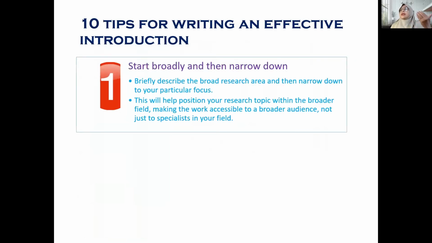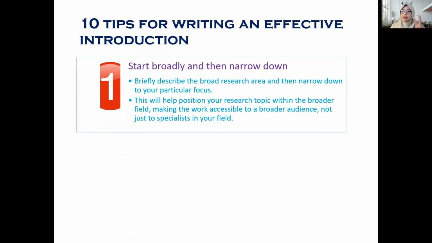Start broadly and then narrow down. So first is start broadly and narrow down. Briefly describe the broad research area and then narrow down to your particular focus. This will help position your research topic within a broader field, making the work accessible to a broader audience and not just to specialists in your field.